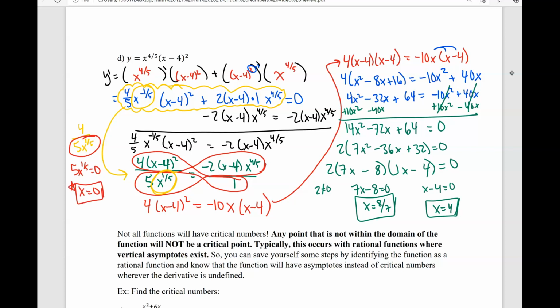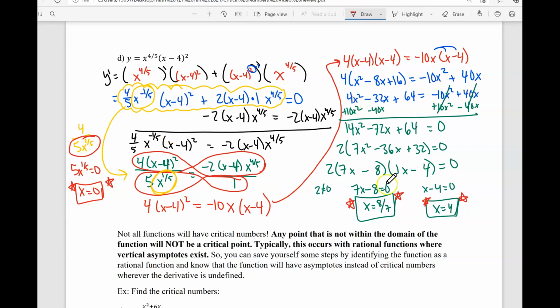So x equals 0, x equals 8 over 7, and x equals 4 are all critical points. Okay, all critical numbers in this case. So this one is where the derivative is undefined. And this one's when the derivative is equal to 0. Okay, so you always have to check this one as well.